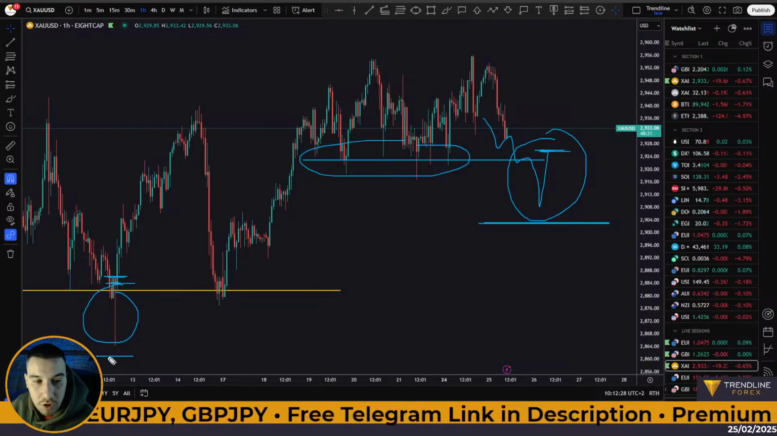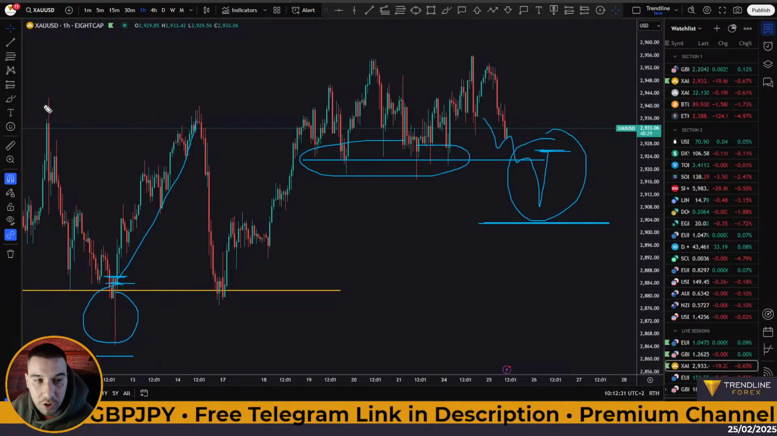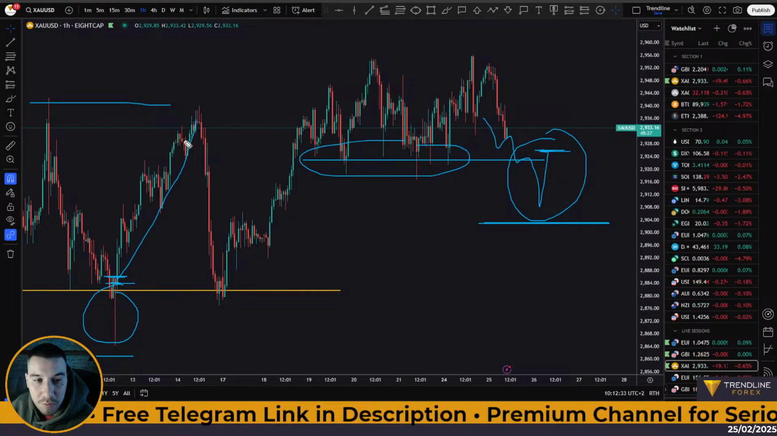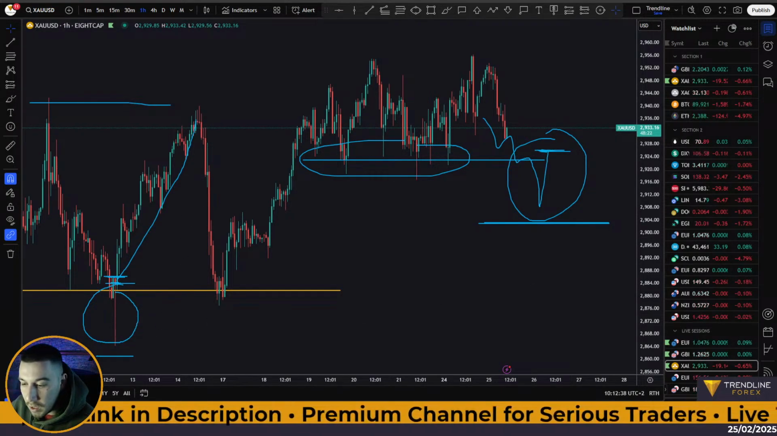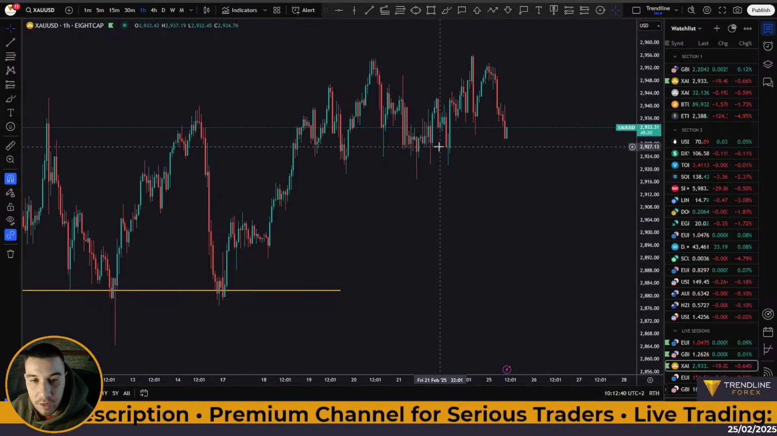You place your stop loss here, and just for price to reach that previous high, you have positive risk to reward ratio. Right here, we've got at least 1 to 2, okay? But anyways, we'll see how this goes.